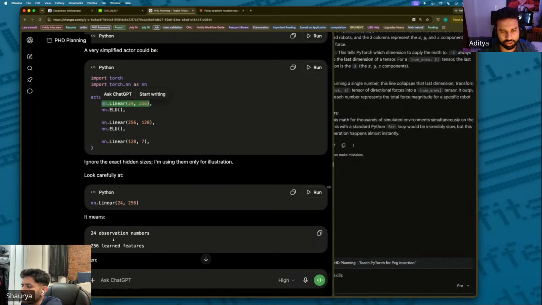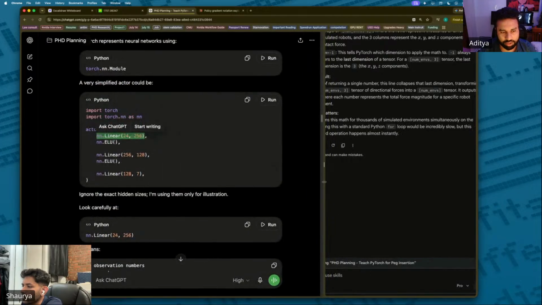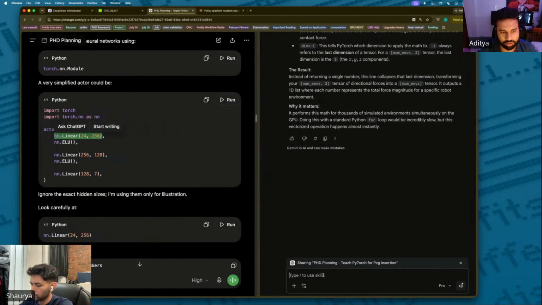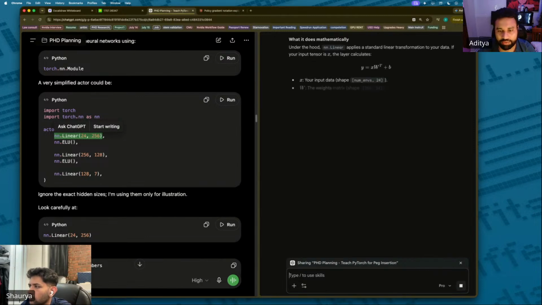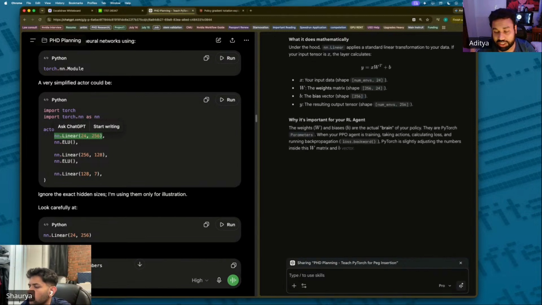Let me just make sure that I'm telling you correctly. Is it fully connected and it learns? It's an MLP. Yes, it's an MLP, the same MLP layer we had in our artifact. Multi-layer perceptron. Yes. And it's taking 24 inputs and then giving you 256 outputs.